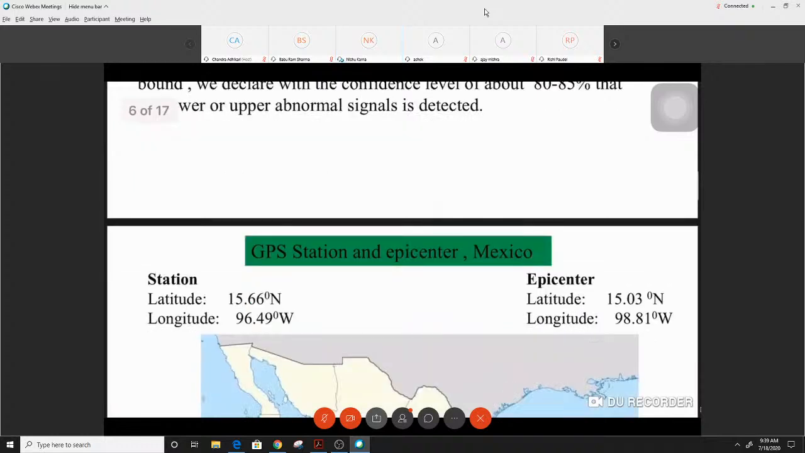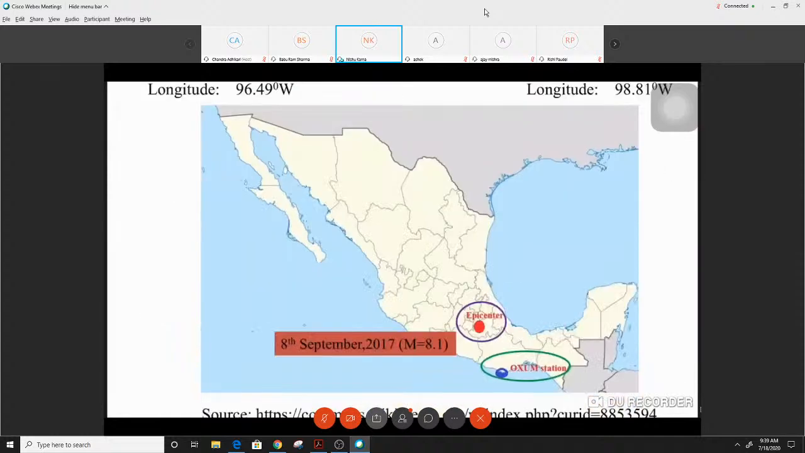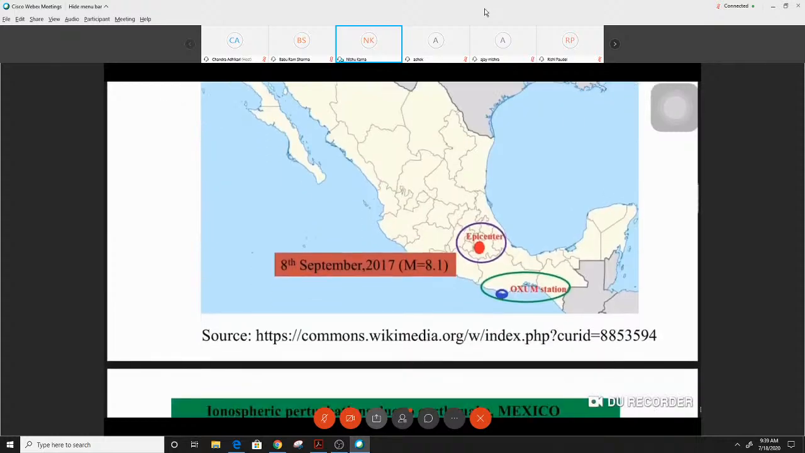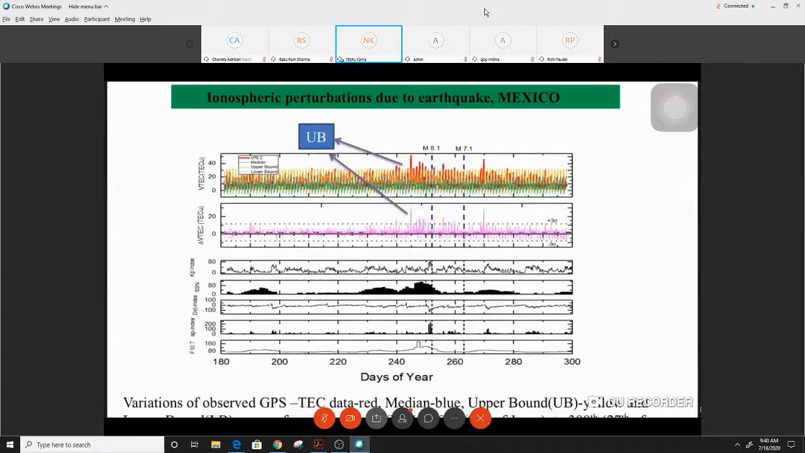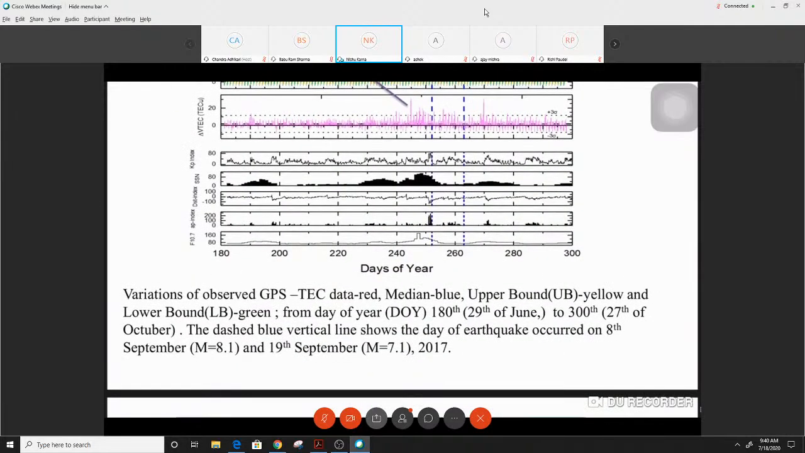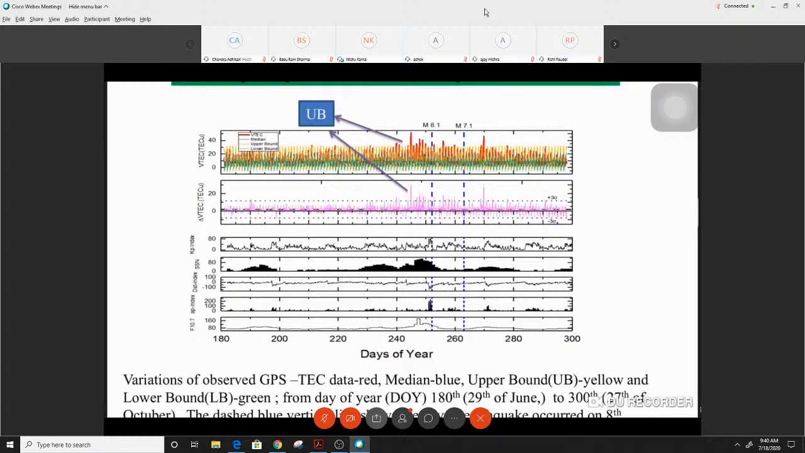To find the abnormal behaviors of the Mexico earthquake, we choose one of the stations which is very near the epicenter. We find the GPS data for this GPS station, which is very near the epicenter, and then we calculate the vertical total electron content. Then after computing the lower bound, upper bound, and median, we find very abnormal behaviors shown 2 or 3 days before the earthquake, which is indicated by the blue vertical line, of magnitude 8.1, which was held on 8th of September 2017.